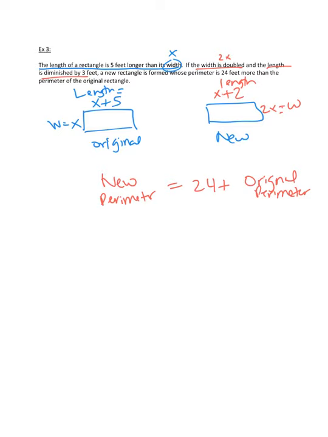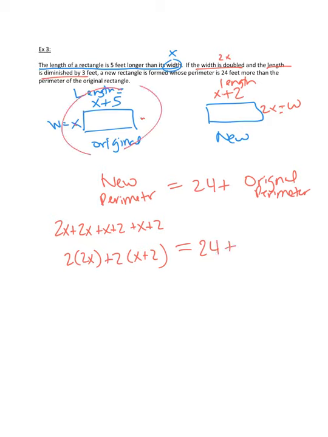So remember, perimeter is going to be all sides added. So the new perimeter is 2x plus another 2x plus x plus 2 plus another x plus 2. Or if you want to shorten that, you could just call it 2 times 2x plus 2 times x plus 2. That's a little faster to do. Is 24 more than the original perimeter. So it equals 24 plus, and now I'll do the original perimeter, which is over here. There's 2 x's and there's 2x plus 5. So if you want to do x plus x plus x plus 5 plus x plus 5, or you could just go 2x plus 2 times x plus 5. And there is your equation, and now you solve.